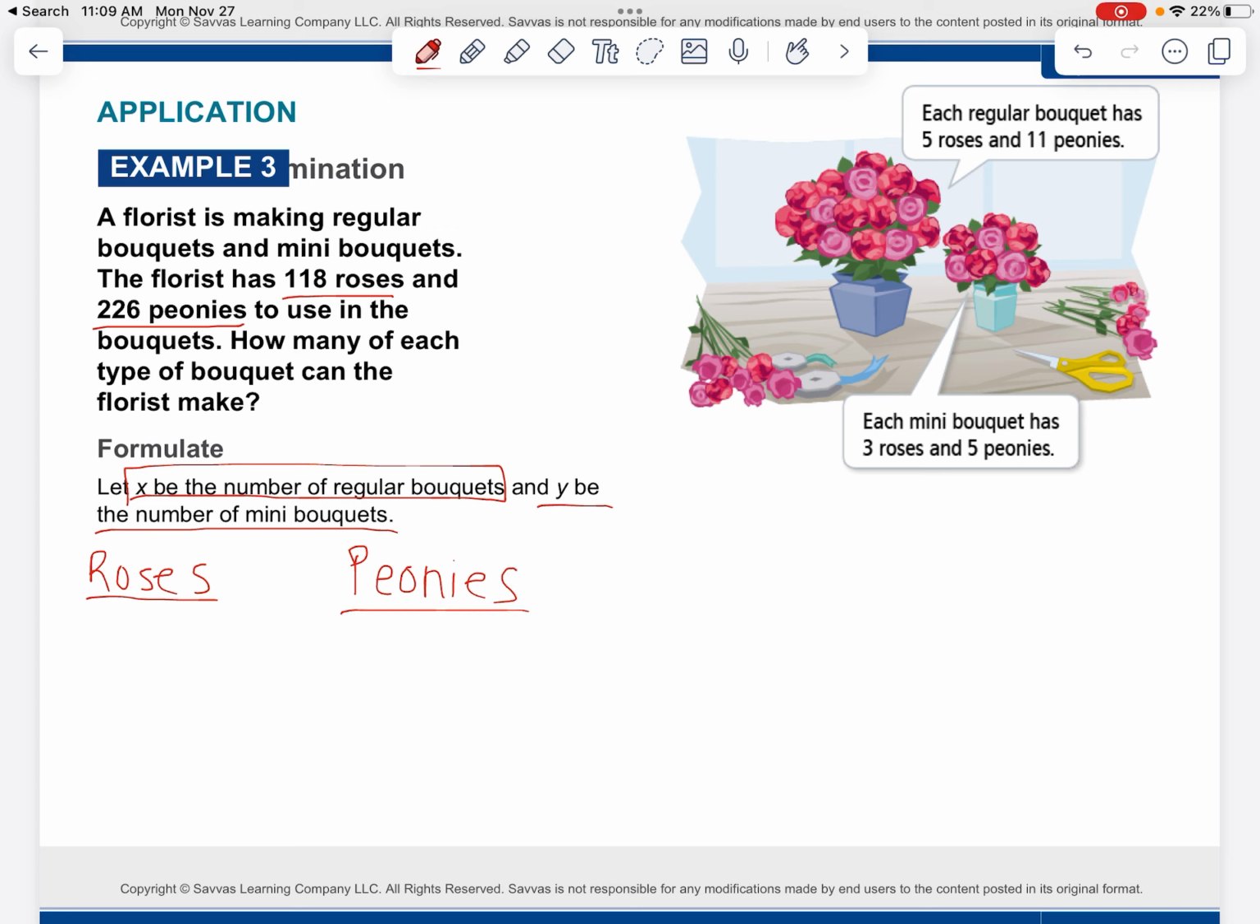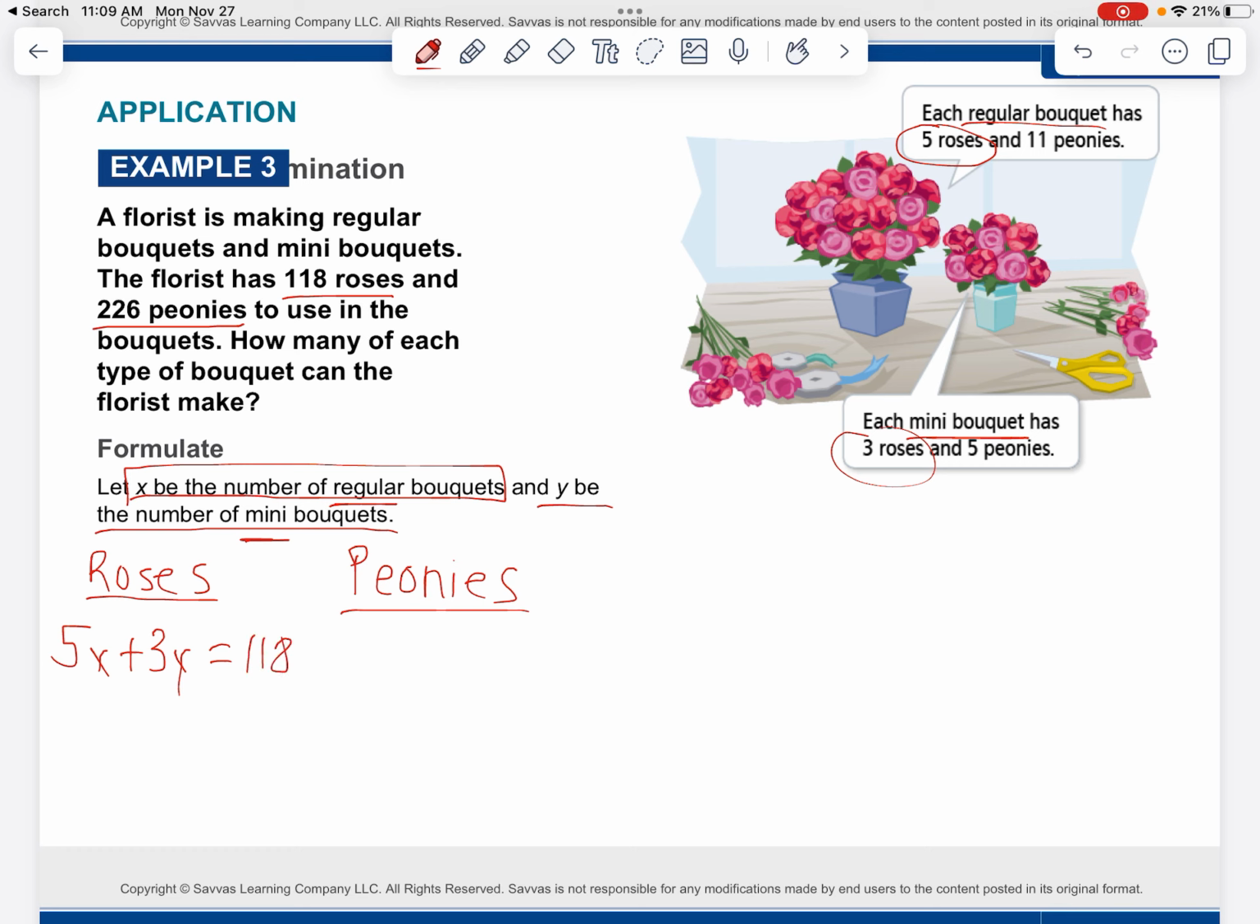Okay, so X is the number of regular bouquets. Y is the number of mini bouquets. We have 5 roses in the regular bouquets, and X represents the regular bouquets, so 5X is going to represent that amount. And then our minis, we have 3 roses, and the minis are represented by Y. So 5X plus 3Y is going to equal the total amount of roses, which is 118.